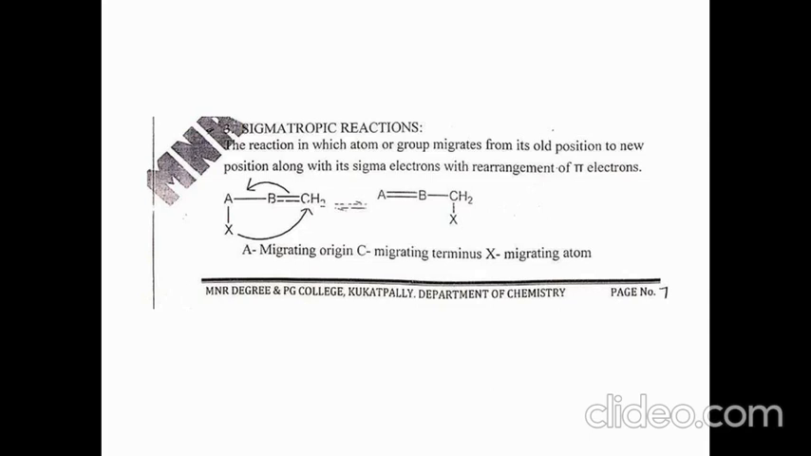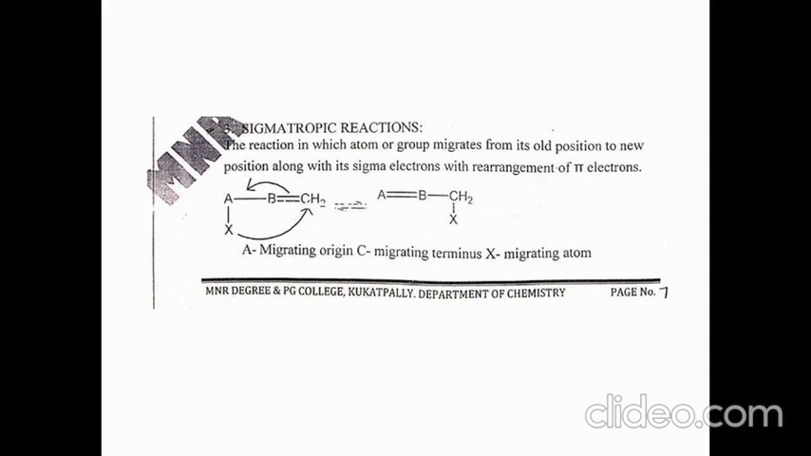Now let us consider the third type of pericyclic reactions, which is known as sigmatropic reactions or sigmatropic rearrangements. In this type of reaction, the groups or atoms migrate from the old position present in the substrate to a new position in the product with its sigma electrons. In addition to that, this migration is accompanied by the rearrangement, or the shuffling, of the pi bonds and the pi electrons.